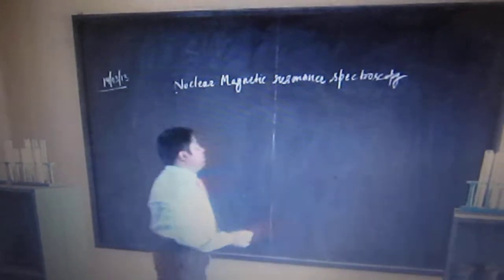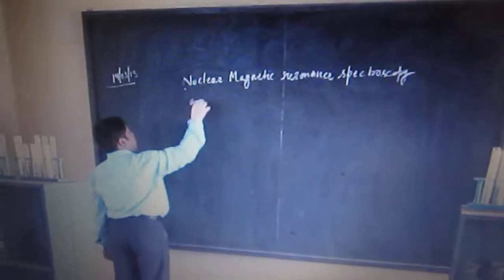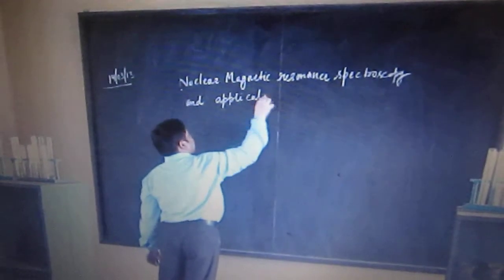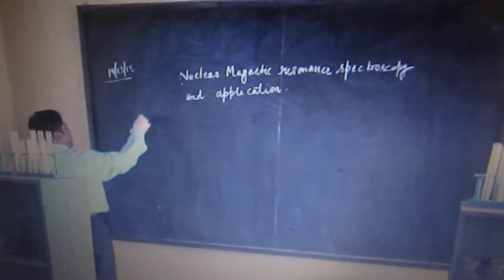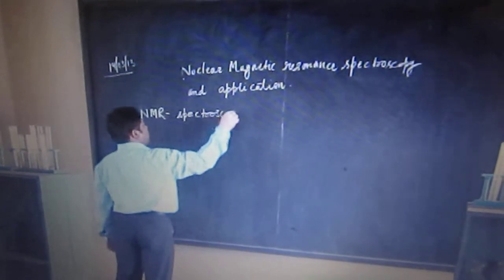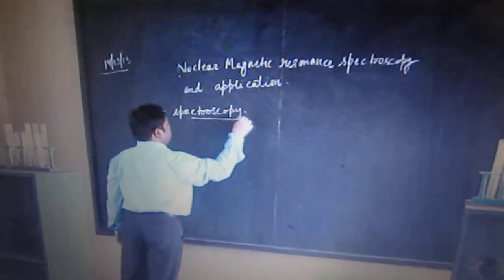The nuclei which contain an odd number of protons undergo resonance in the presence of an external magnetic field when irradiated with radio waves. Such nuclei are called NMR active nuclei. In short, nuclear magnetic resonance is also termed NMR spectroscopy. It is a special branch of spectroscopy.